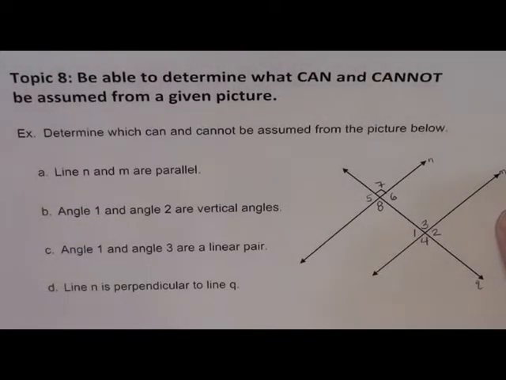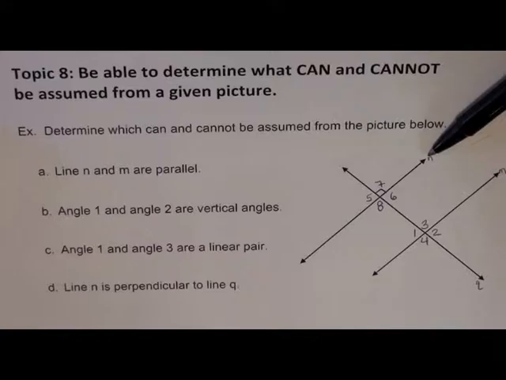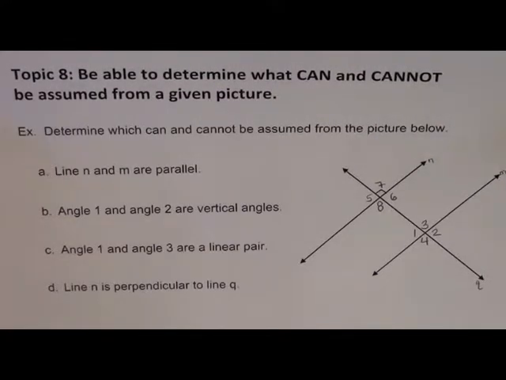You need to know what the markings are for all of the different vocabulary words and only go off of what the picture says. So the example, determine which can and cannot be assumed from the picture below. The first one, line N and M are parallel. Here's line N and here's line M. Well, they look parallel to me. Parallel means they will never cross. These two lines don't cross on this paper. But is that what the picture says? Or are we making a conclusion here?